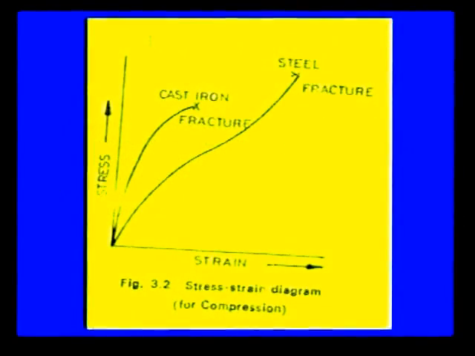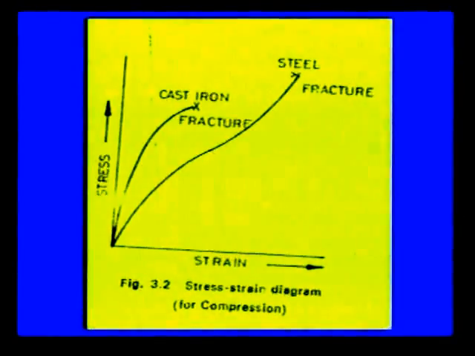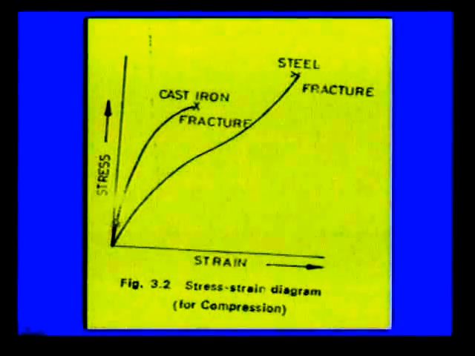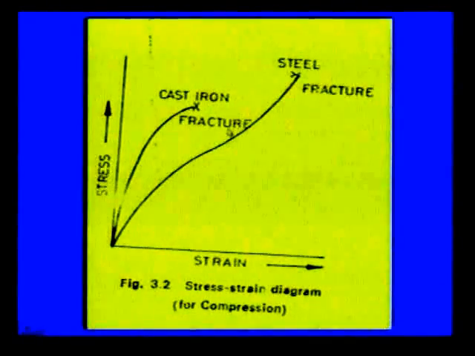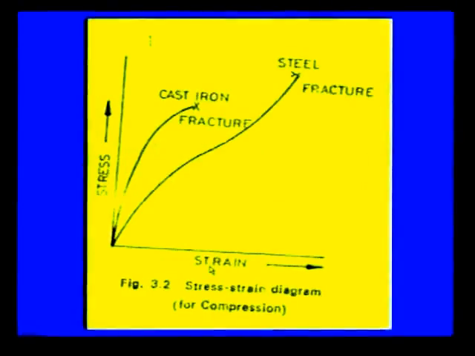So this is the stress strain diagram for compression for different materials like cast iron and steel. In this case there is no yield point and there is no proportional limit. Directly the material comes to the fracture state. That fracture is also sudden in the case of cast iron and in the case of steel. So these are the graphs obtained between the stress and strain when it is subjected to compressive load.